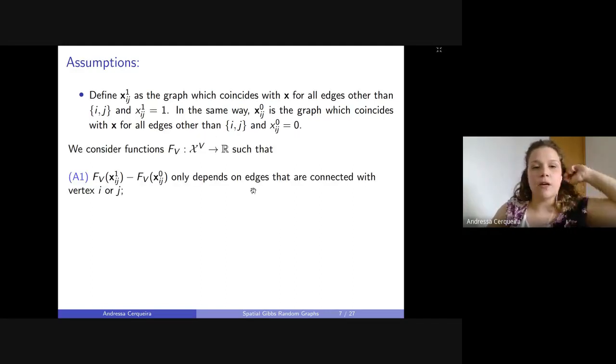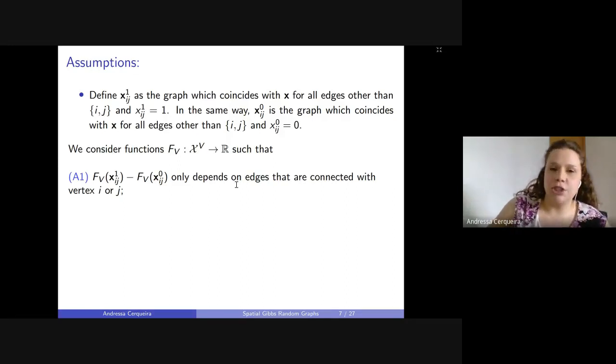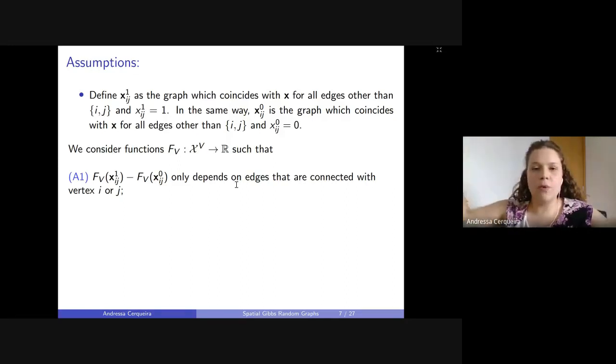The functions that we are going to consider here are functions from the graph, any kind of graph, to the real line, such that the difference of the function, when I have the graph with edge ij and when I compute the function on the graph without this edge ij, only depends on edges that are connected to i or connected to j. The other edges in the graph do not matter.